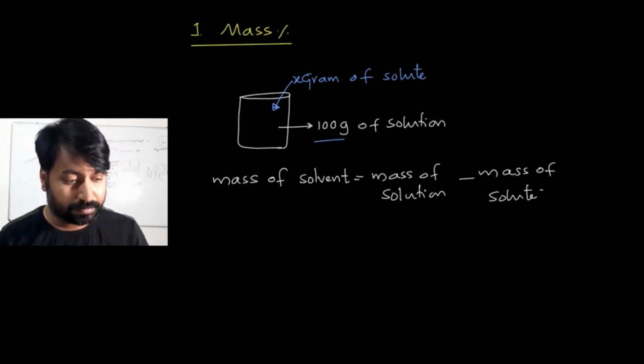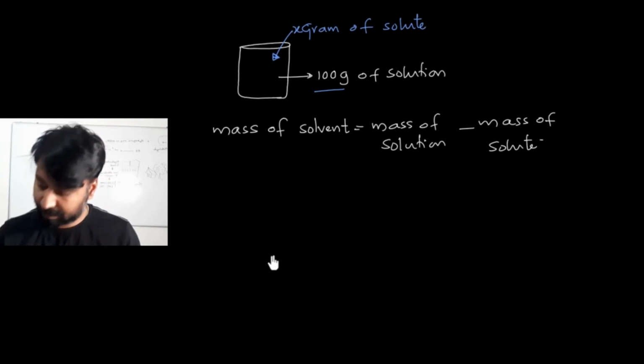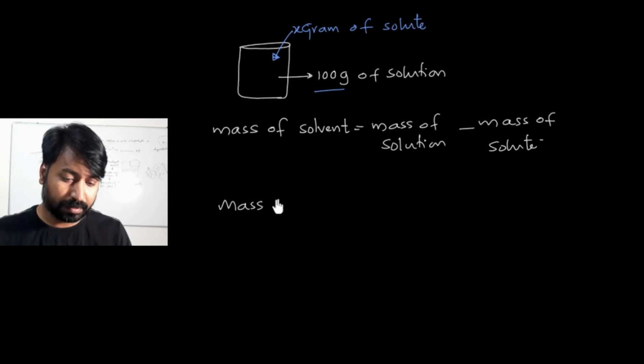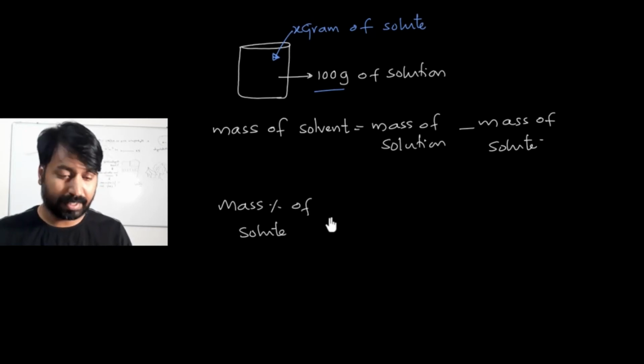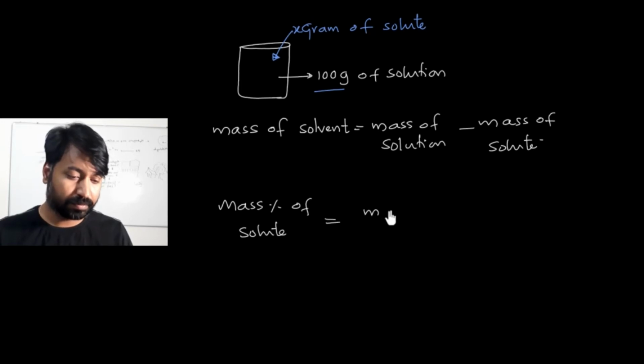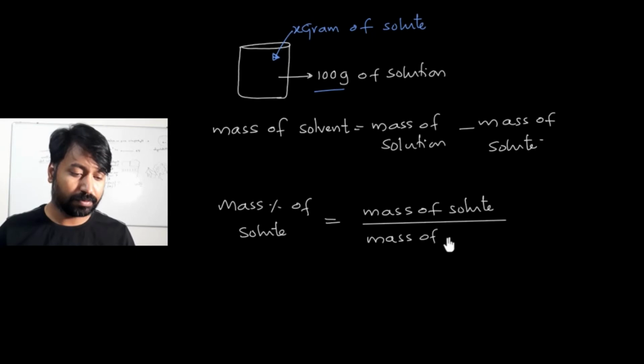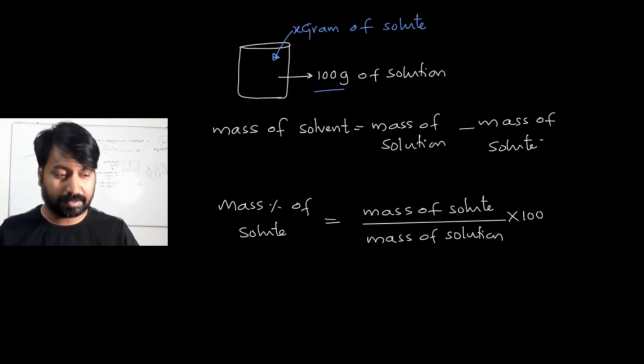Now we'll take the definition for this. The mass percentage of solute can be calculated like this: the mass of the solute divided by the mass of solution, not the mass of solvent, and that should be multiplied by 100 because it is a percentage.